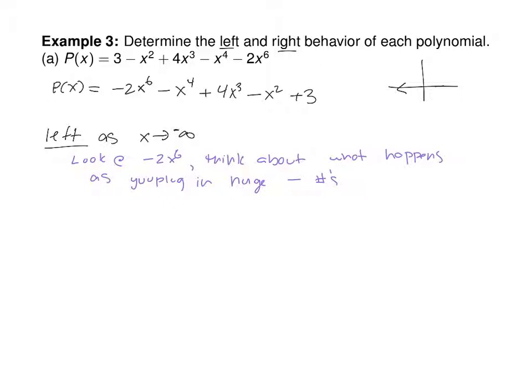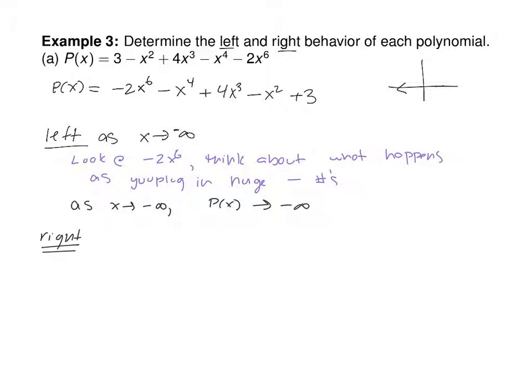Okay, so if you plug huge negative numbers into negative 2x to the sixth power, the sixth power first makes them positive, right? And then the negative sign makes them negative. So as x goes to minus infinity, your polynomial p of x is going to also go to minus infinity. Okay, I know it feels weird that you can ignore everything else. I get that, but ignore them.